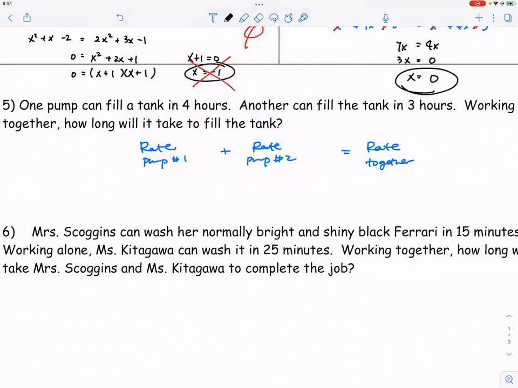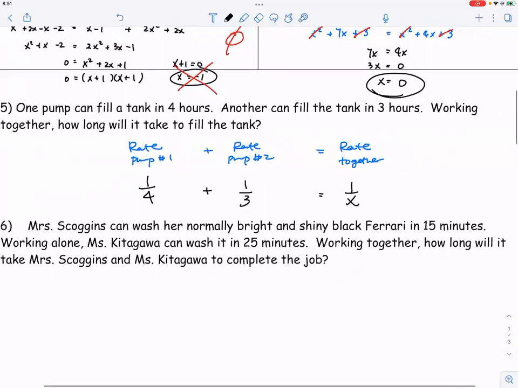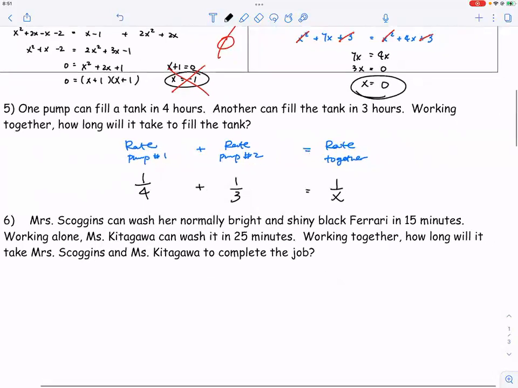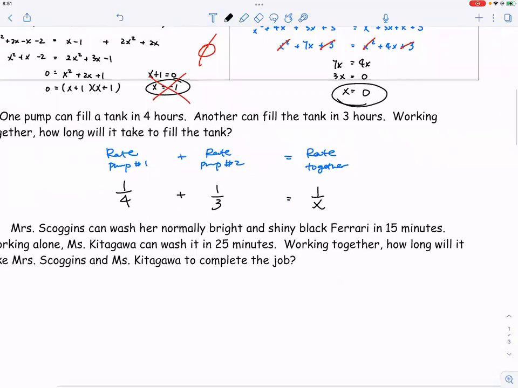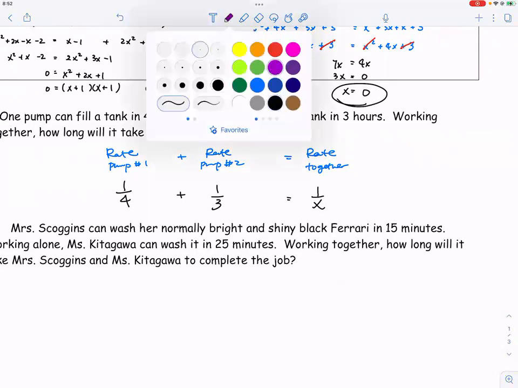So what is the rate for number 1? 1/4. And the rate for pump number 2 is 1/3. So meaning that one job being done in 4 hours plus one job being done in 3 hours is going to equal one job being done in X amount of hours, presumably less than 3, because they're working together. So in this case, with this equation, what is the common denominator here?